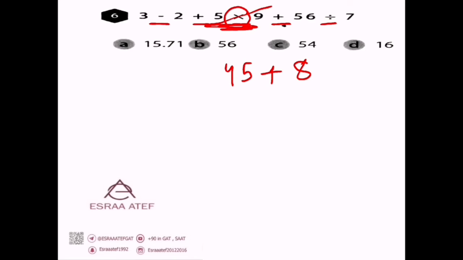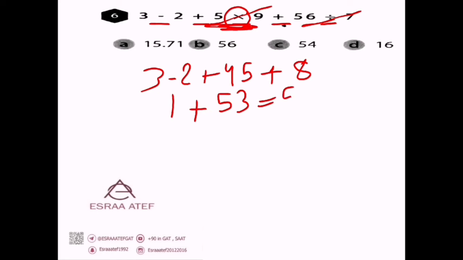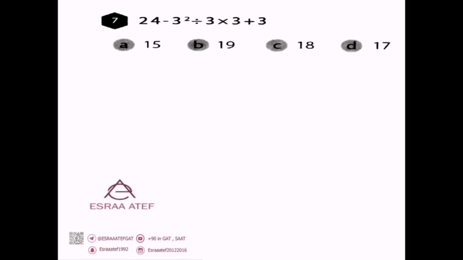Okay, so we finished this one and this one. So here plus 2, and here minus 3. And then we will do the subtracting and adding. 3 minus 2, which is 1. 1 plus 45 plus 8 will be 54. So the answer will be 54. It's very easy.